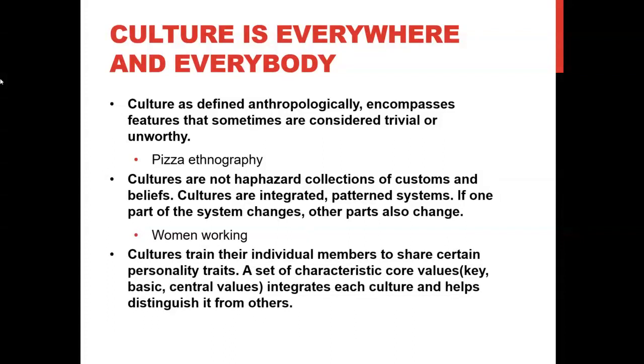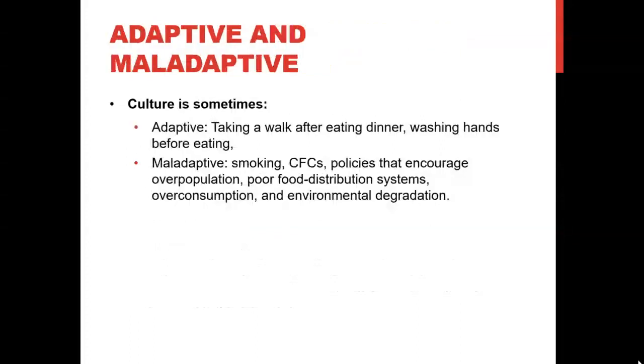Okay. Finally, cultures train their individual members to share certain personality traits. A set of characteristic core values integrates each culture and helps distinguish it from others. So this is kind of whatever, but I'll give you an example. In America, one of the things that Americans really value is not following the rules, right? So if you look at almost every movie, no one's like, oh, I followed the rules and I was successful. Everyone's always like, I broke the rules and I made this happen. In whatever context, it's like that. Okay, so that's a cultural value that Americans tend to have.